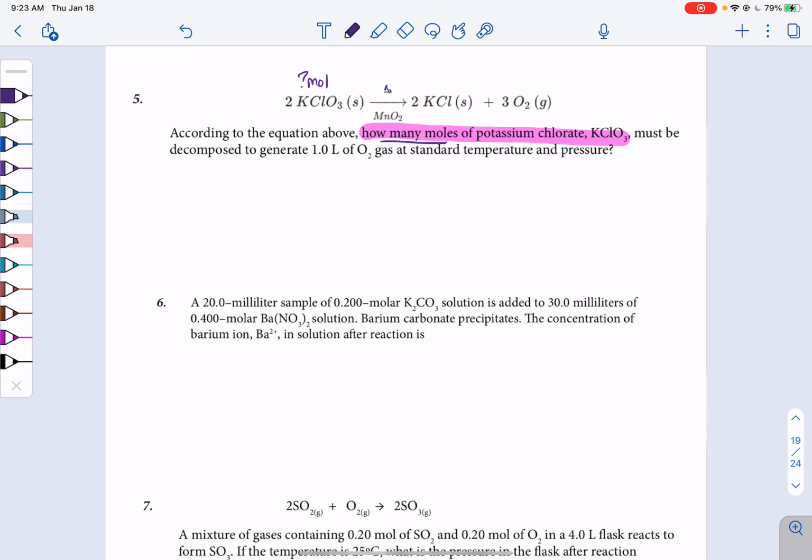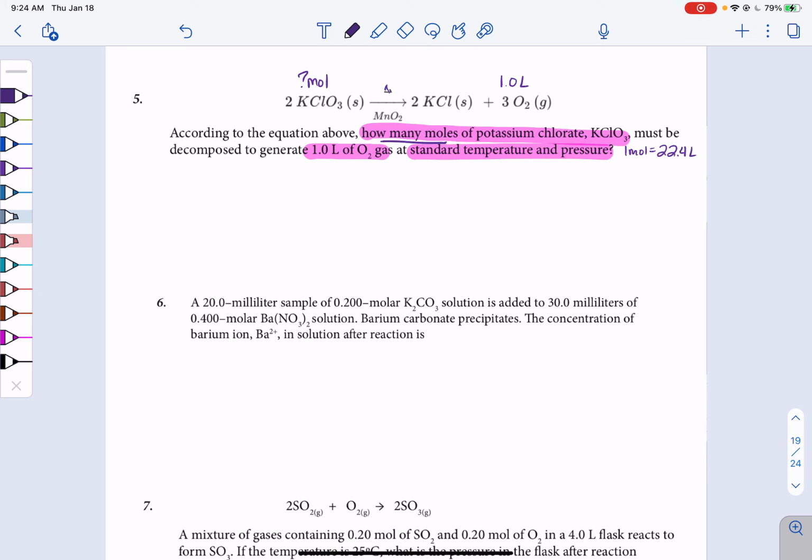Also, I'm sorry that this got cut off. We're not going to worry about that for a moment. Must be decomposed to generate 1.0 liters of oxygen gas. So that tells me something else. I have 1 liter of oxygen gas, so I'm going to go over here and put 1.0 liters so that I know that that's what I'm given. And then if you notice, it also says standard temperature and pressure. So anytime you see standard temperature and pressure, that means that you can go ahead and write that 1 mole of this gas is going to equal 22.4 liters of the gas, okay?